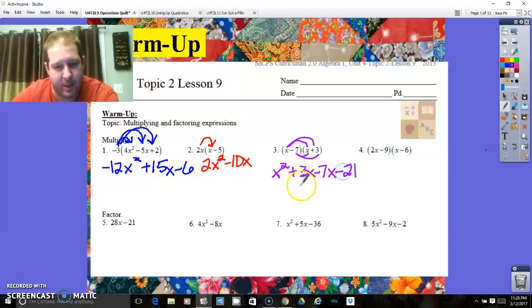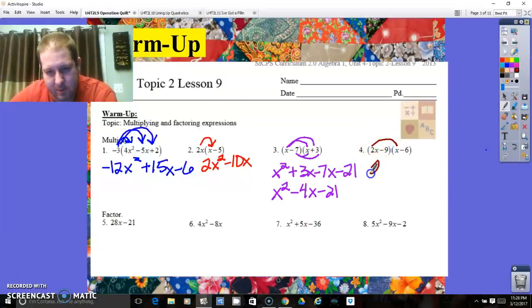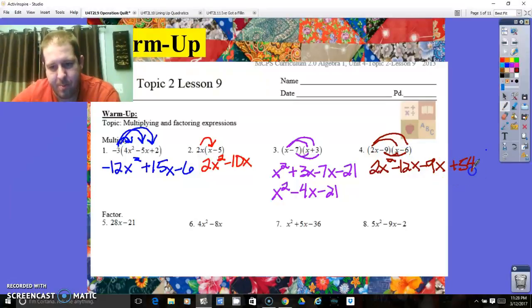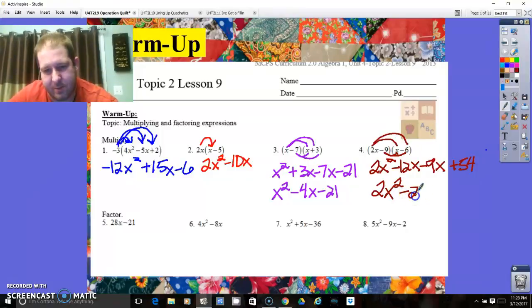Now I can combine the two like terms in the middle: x squared minus 4x minus 21. And there's my answer. Okay, so one more multiplication: 2x squared minus 12x minus 9x, and then plus 54. Combine the two like terms on the inside, and that gives you negative 21x plus your 54.